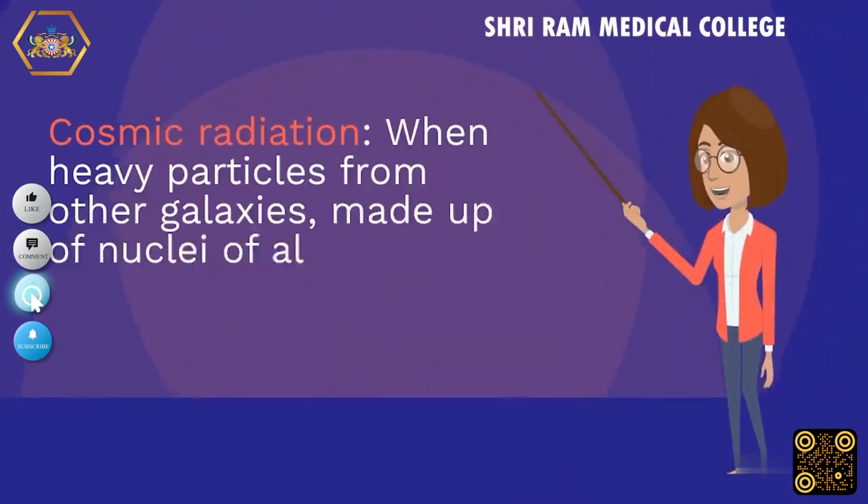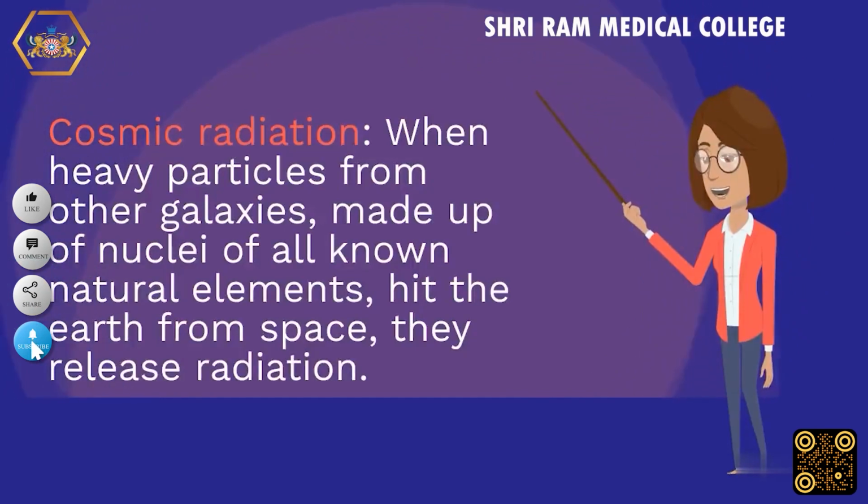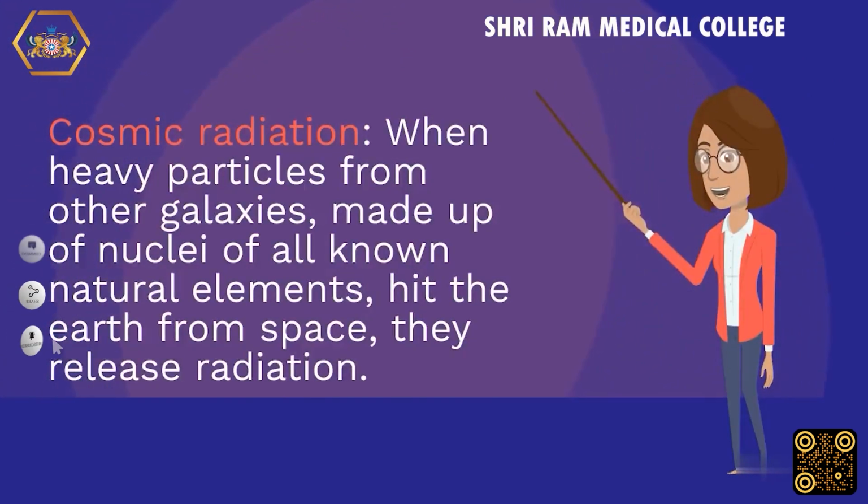Cosmic radiation. When heavy particles from other galaxies, made up of nuclei of all known natural elements, hit the Earth from space, they release radiation.